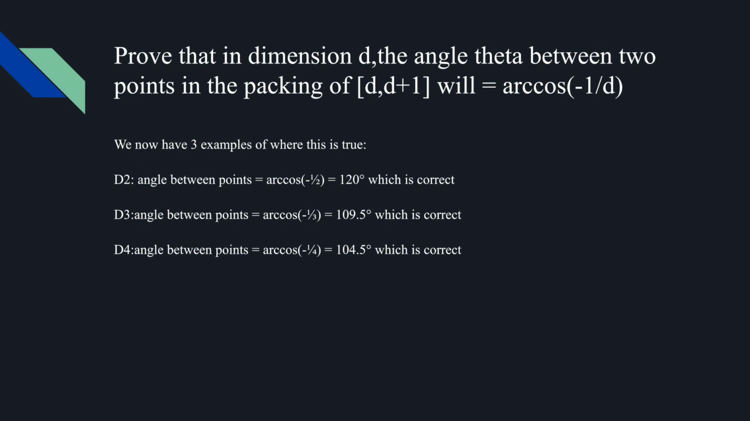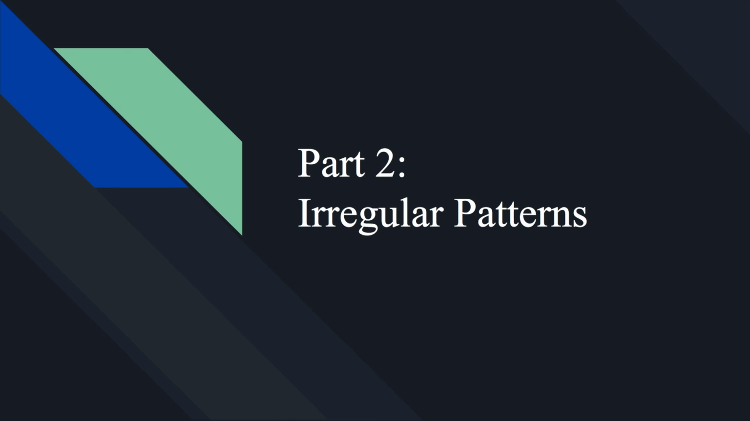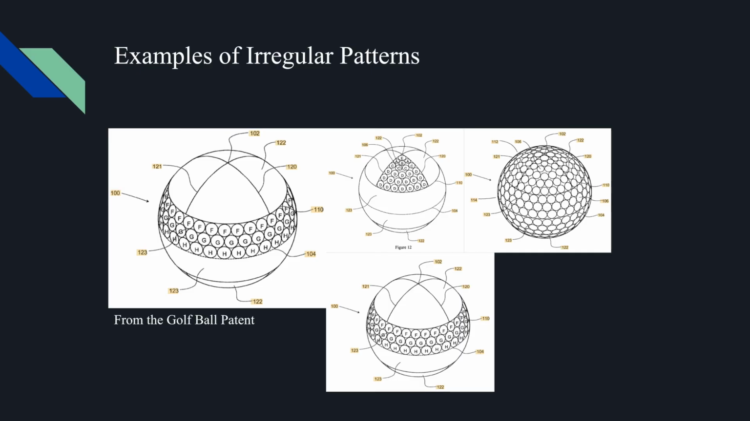All right, and then part 2 is the irregular patterns. So this is from the golf ball patent, and as you can tell, it's not perfectly symmetric about every possible axis, right? Because there are like 4 chunks, kind of like quadrants, I guess, on the top, then 2 rings or bands in the middle, and then 4 more quadrants or chunks on the bottom. Kind of harder to see in these diagrams, but they're there.